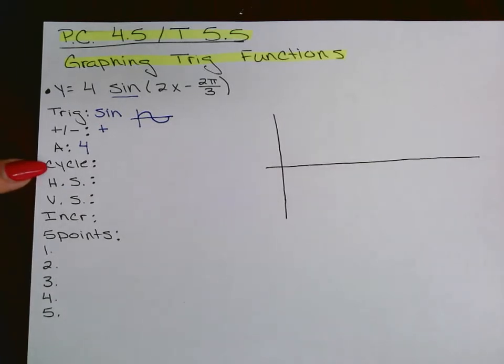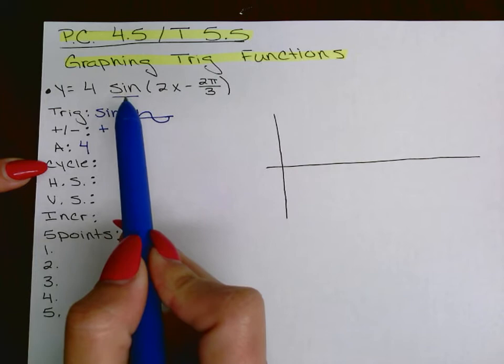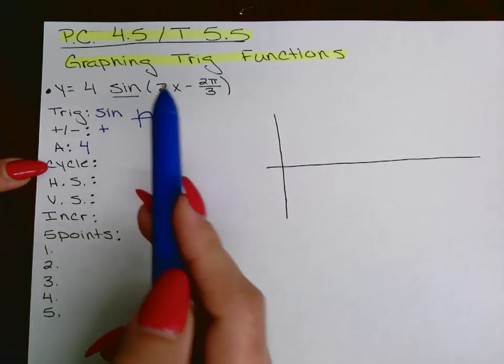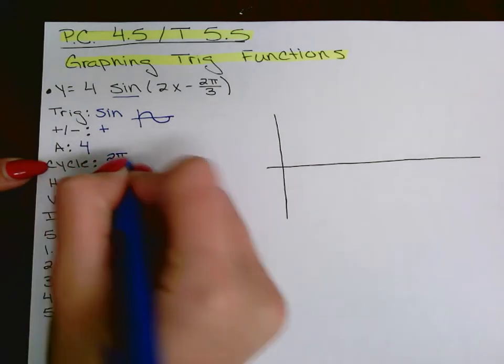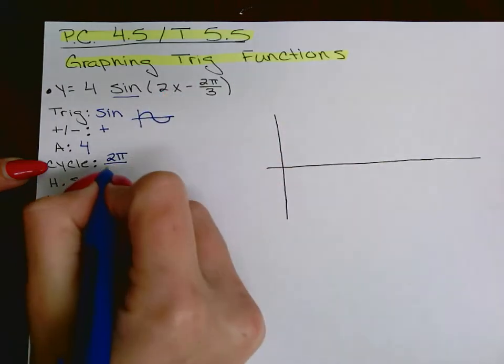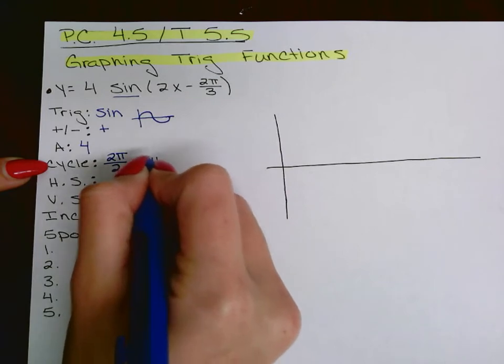Now cycle, remember we have 2 rules for cycle. We have one rule for sine, cosine, and their flip-flops, and then we have one rule for tangent and its flip-flop. The rule for sine is 2 pi divided by b. B is the number in front of x. So this is 2 pi over 2, which reduces to pi.